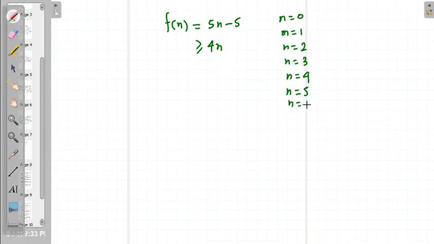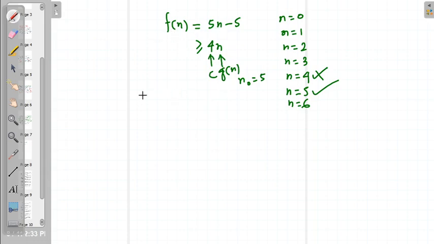n equals 6, so this is 25 and this is 24. Right, so I guess n equals 4 is where it becomes satisfied. That means 15 and 16 was not satisfying, but from this onwards, it is getting satisfied. So our n naught will be equal to 5 here, right? And this is our c and this is our g(n), right?